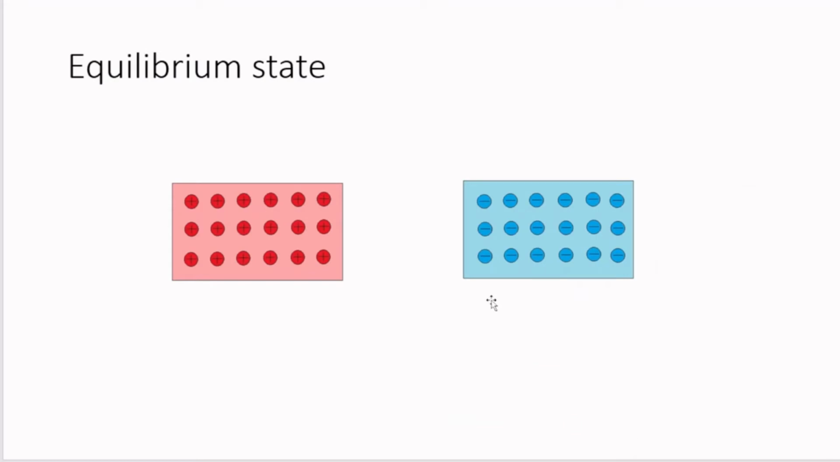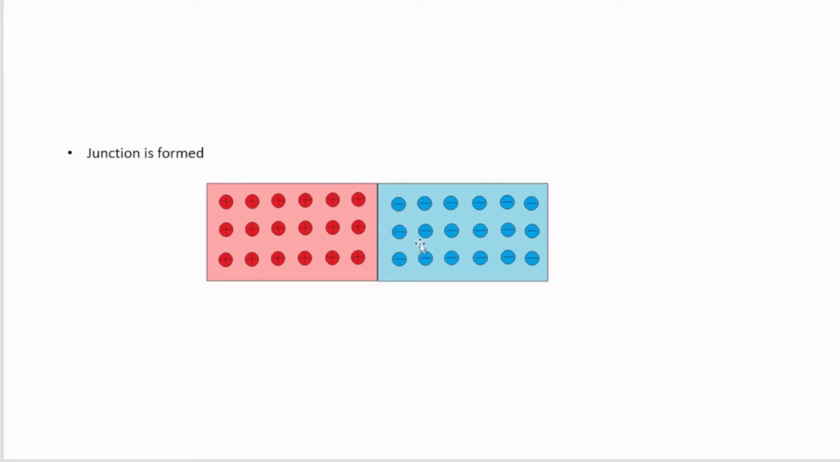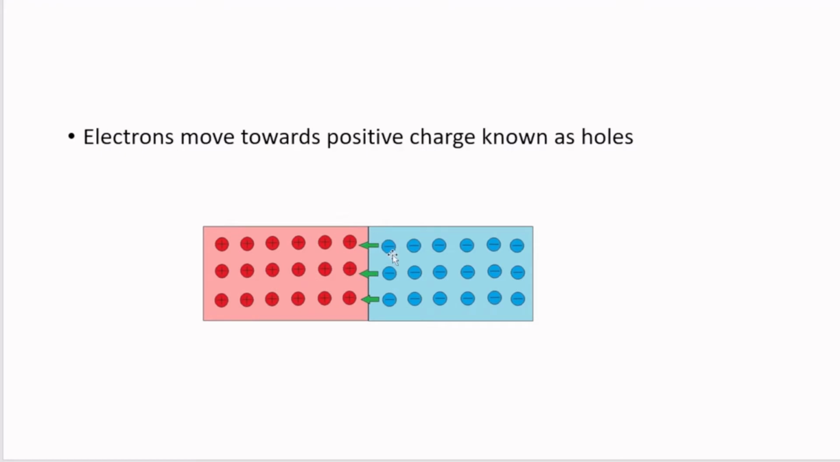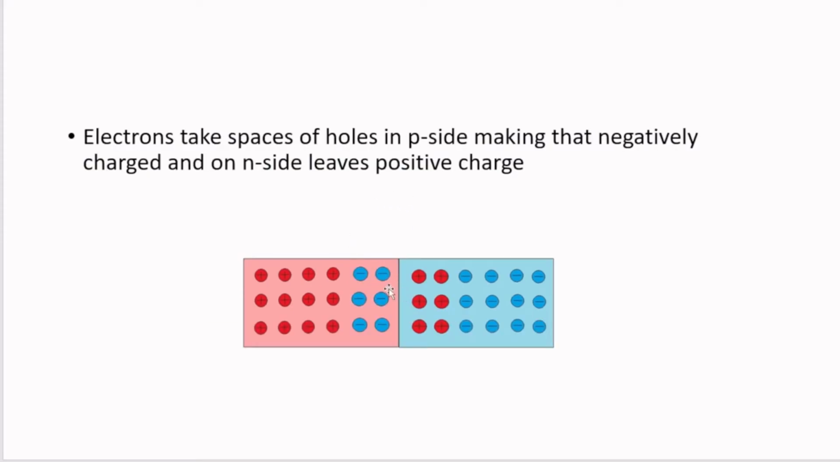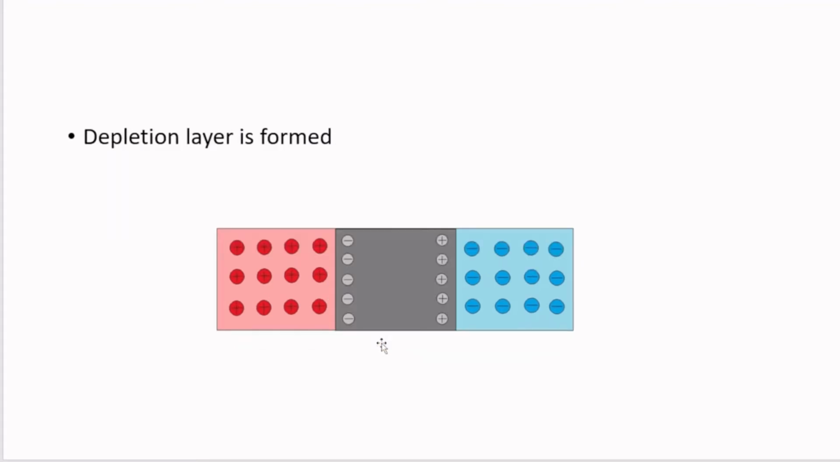First, the equilibrium state. When we connect the p-type and n-type semiconductors together, a junction is formed. When this junction is formed, the electrons get attracted towards the positively charged particles known as holes inside the semiconductor, which is natural because opposite polarities attract. The electrons move in and recombine with the holes to neutralize the charge. They take these spaces, leaving holes behind in the n-type semiconductor, and the electrons fill the holes in the p-type semiconductor, which makes the layer at the junction neutrally charged. This layer is called the depletion layer.